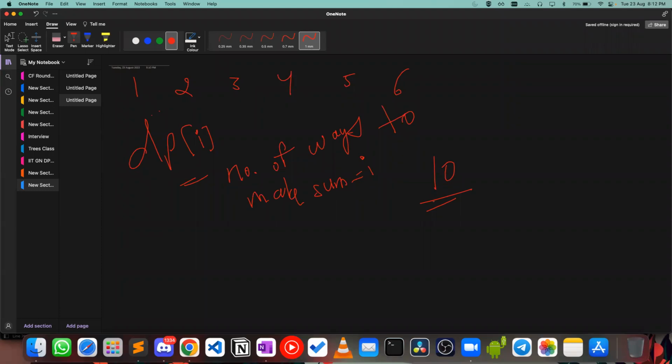One more thing: when you're trying to think of a transition, think of it this way. dp of 10 is a subproblem. How do you relate it to smaller subproblems in the form of an equation? So what would you do here? dp of 10 is equal to, you have to give me a transition here.